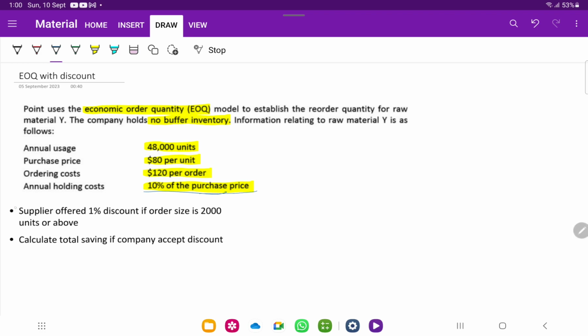Now the problem is that the supplier has offered a 1% discount if order size is 2000 units or above, right? Let's try to calculate EOQ first, and then I will explain why this can be a problem, right? So I'm just pausing this video, try to calculate EOQ at this particular point of time, and then we'll discuss.